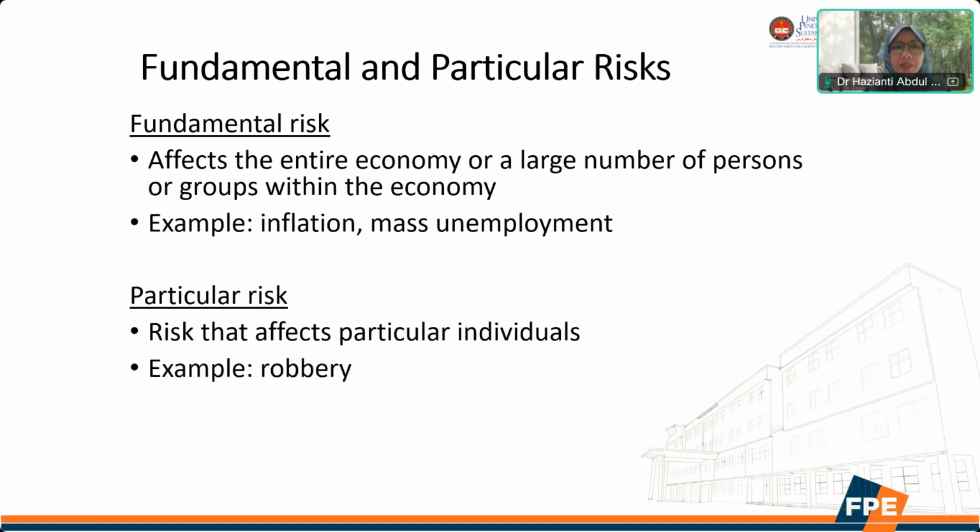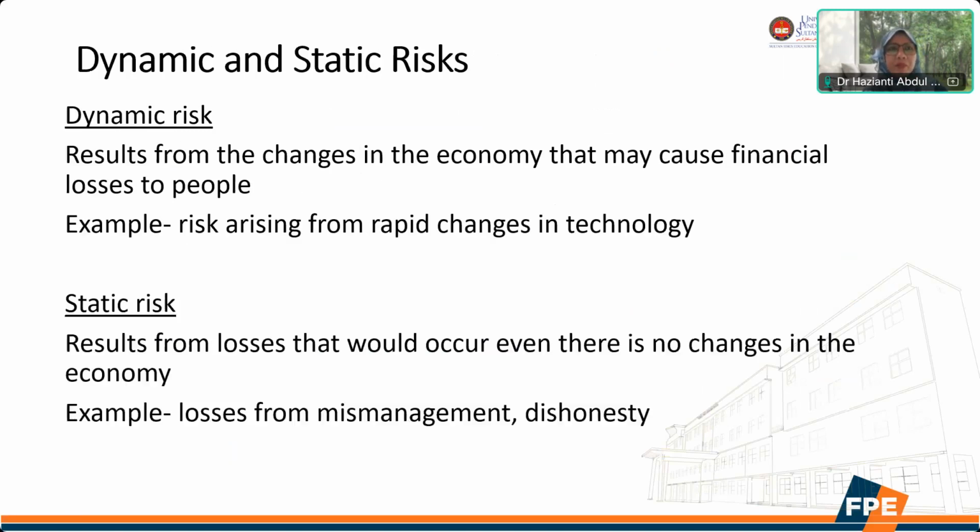So when we say fundamental risk, these risks actually affect the entire economy or a large number of persons or groups within the economy. So for example, inflation. For example, here you can read in the news what happened to our ringgit. Okay, that is also considered as fundamental risk. Mass unemployment during MCO last time. And the opposite of fundamental risk is particular risk. So when the fundamental risk affects the entire economy or a large group of people, particular risk only affects particular individuals. For example, robbery, right?